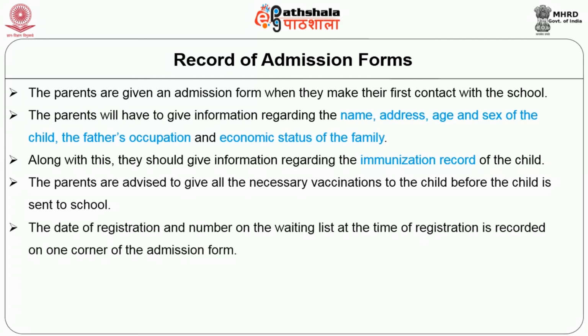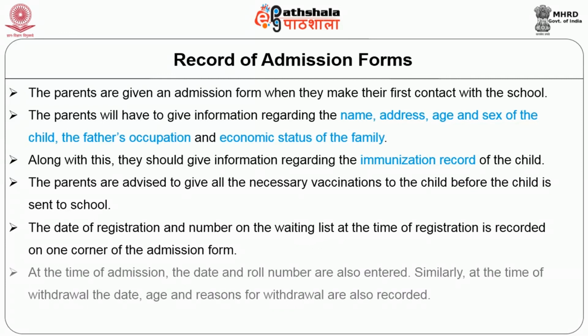The date of registration and number on the waiting list at the time of registration is recorded on one corner of the admission form. At the time of admission, the date and roll number are also entered. Similarly, at the time of withdrawal, the date, age and reasons for withdrawal are also recorded.